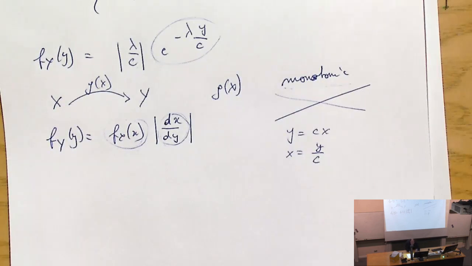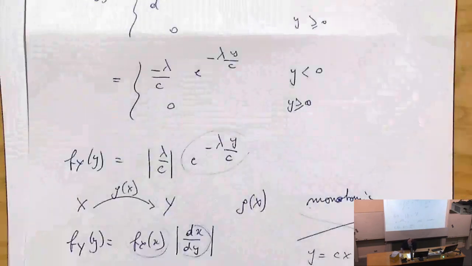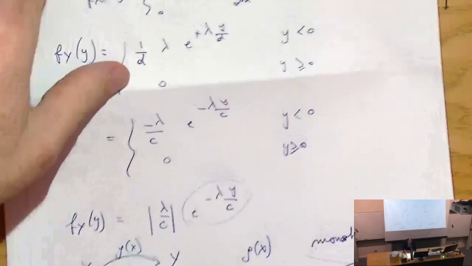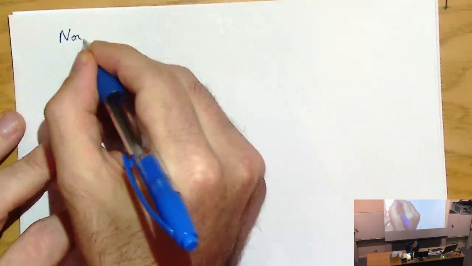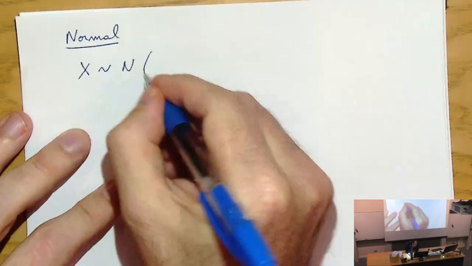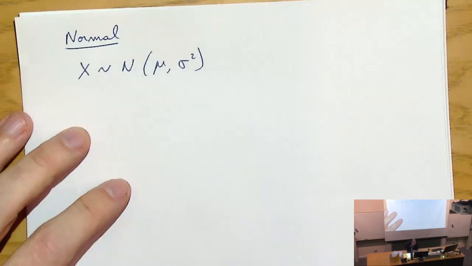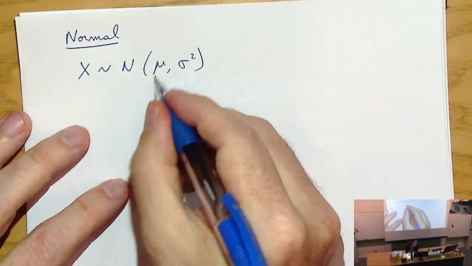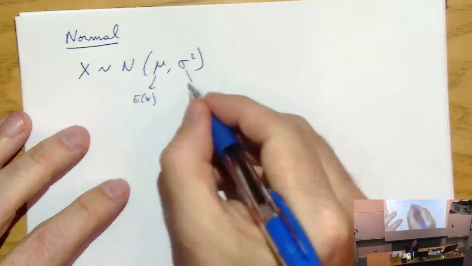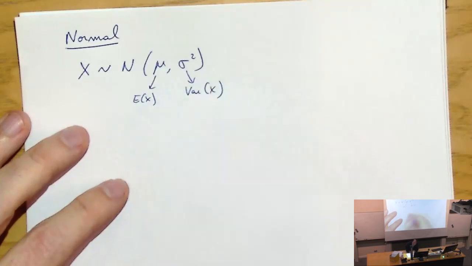Okay, so where can we use this? Well, we can use this when we look at the Gaussian distribution or normal distribution. So when I have a normal distribution, and this is probably the most well-known distribution, I have x is normally distributed with parameters mu and sigma square. What is mu? Mu is the expectation of x, and sigma square is the variance of x. And we're going to see this in a minute. We're going to show this.